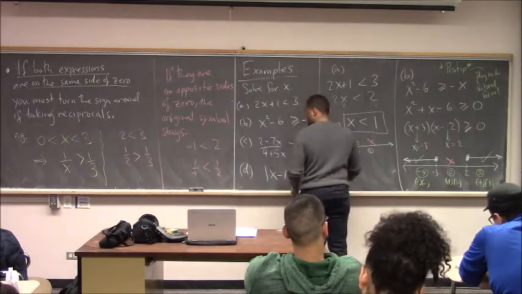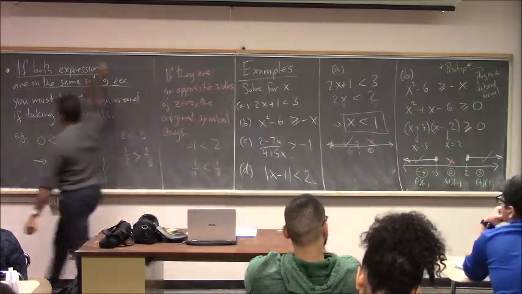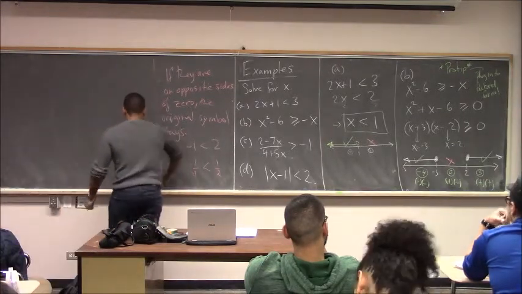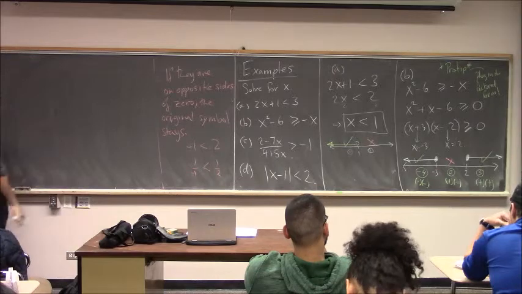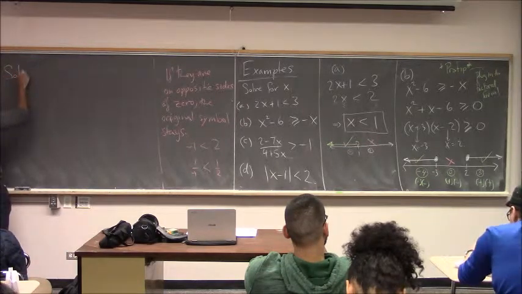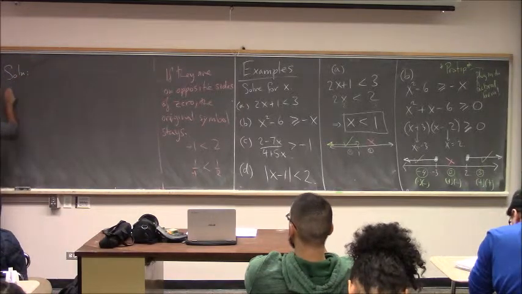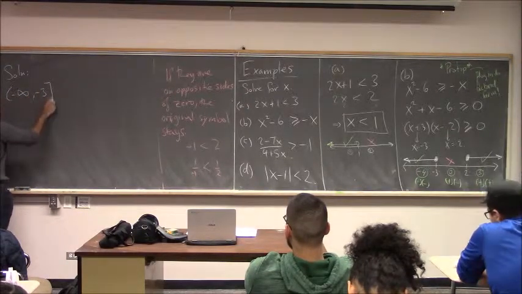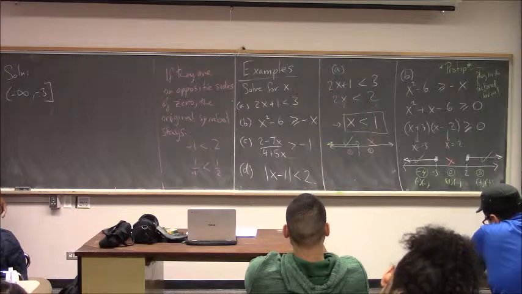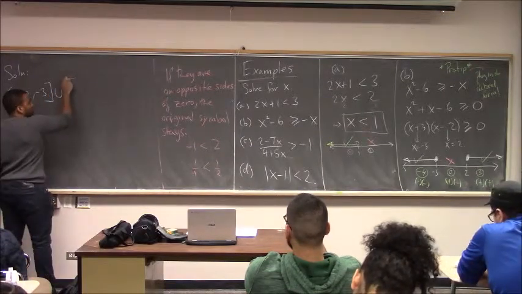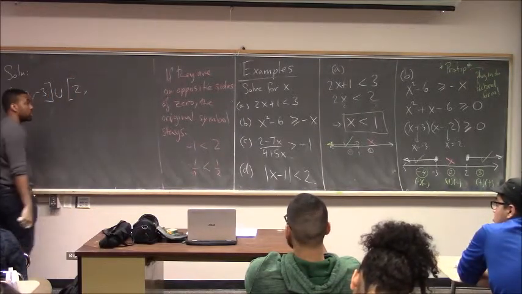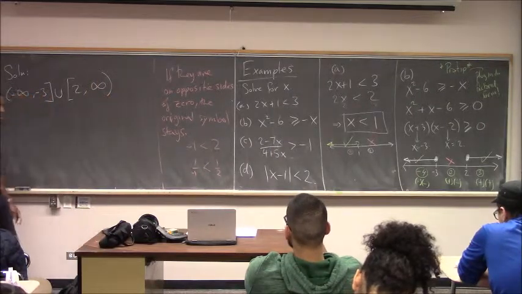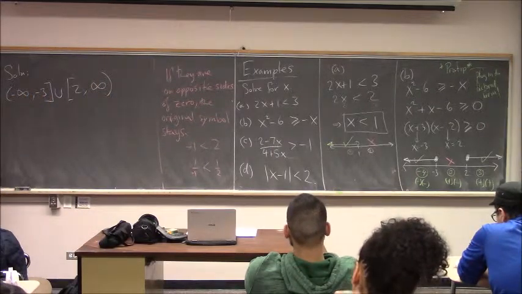And so the solution to this inequality will be all x values that are up to -3, including -3 or less, will work. Or you can choose values that are 2, including 2, and larger. So that would be the answer here.